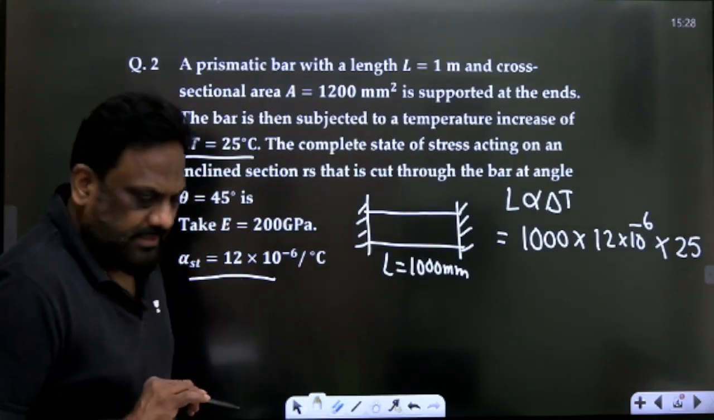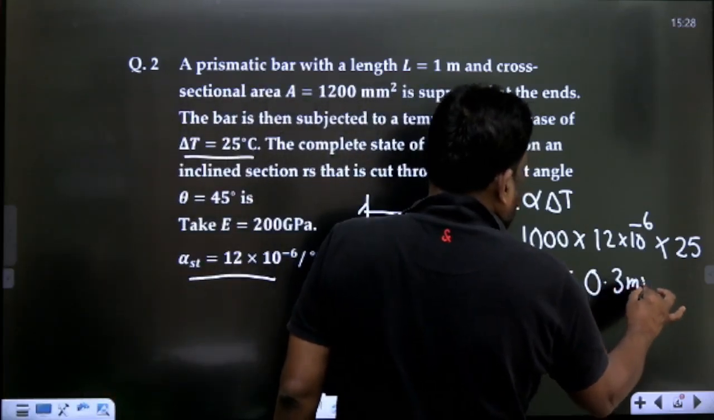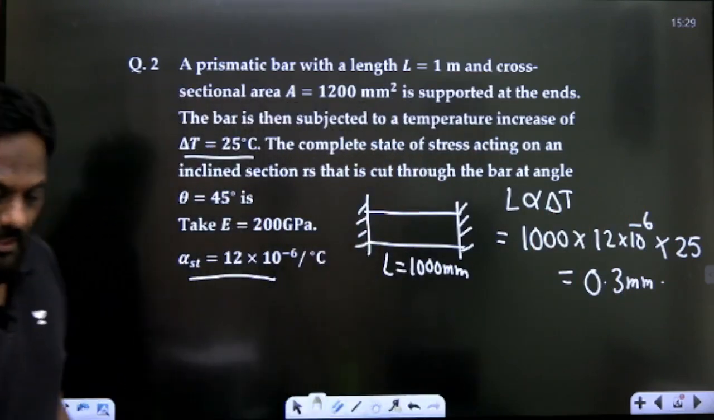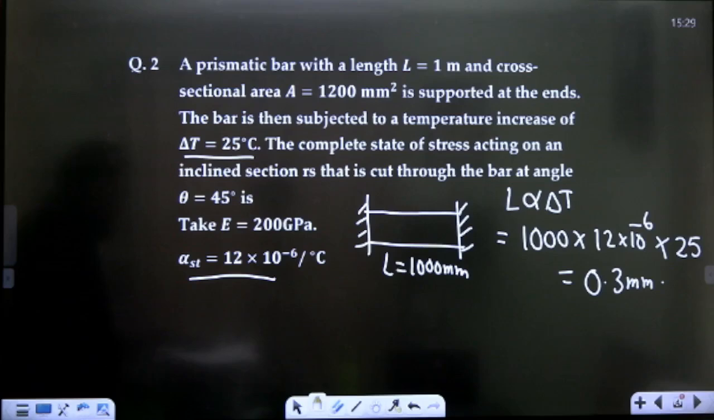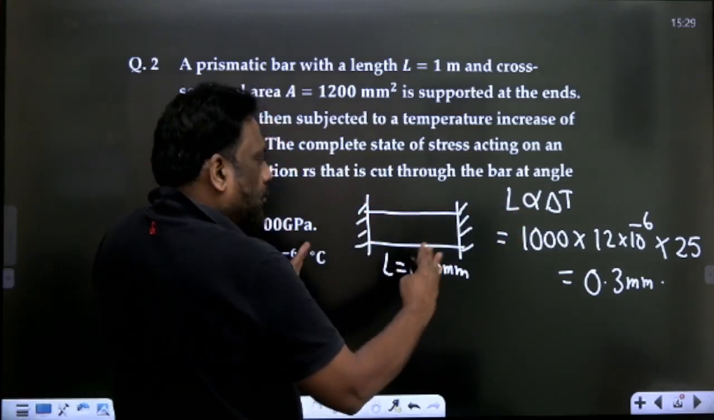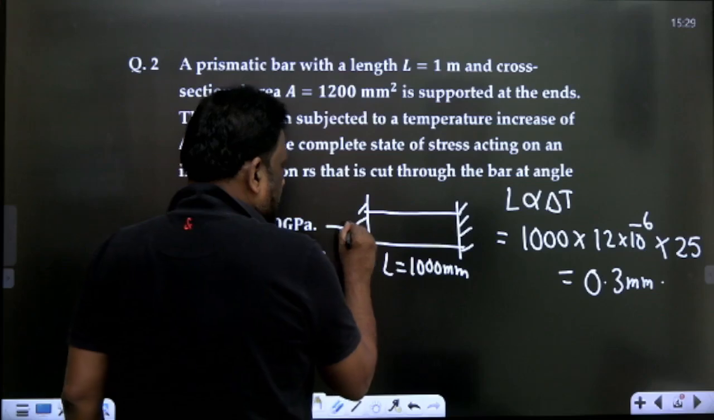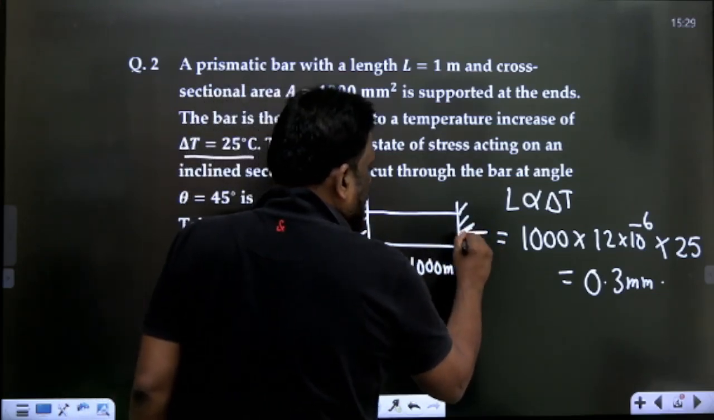I think you are getting this as 0.3 mm if I am not wrong. Okay sir, let me check once. 1000 into 12 into 10 power minus 6 into 25. Yes. Now, you know very well, are you allowing any expansion? No. It tries to expand, but the wall is not allowing. So there is a compressive force developed in this.